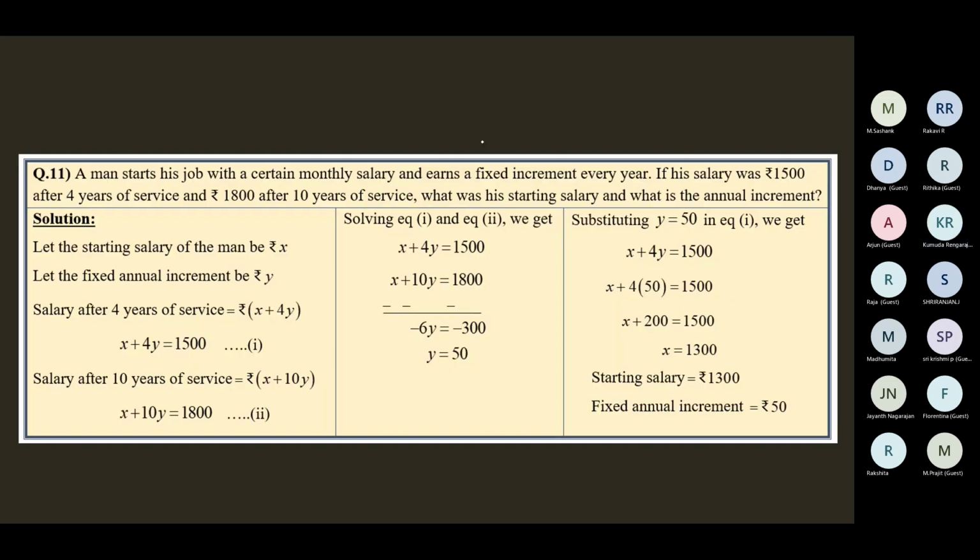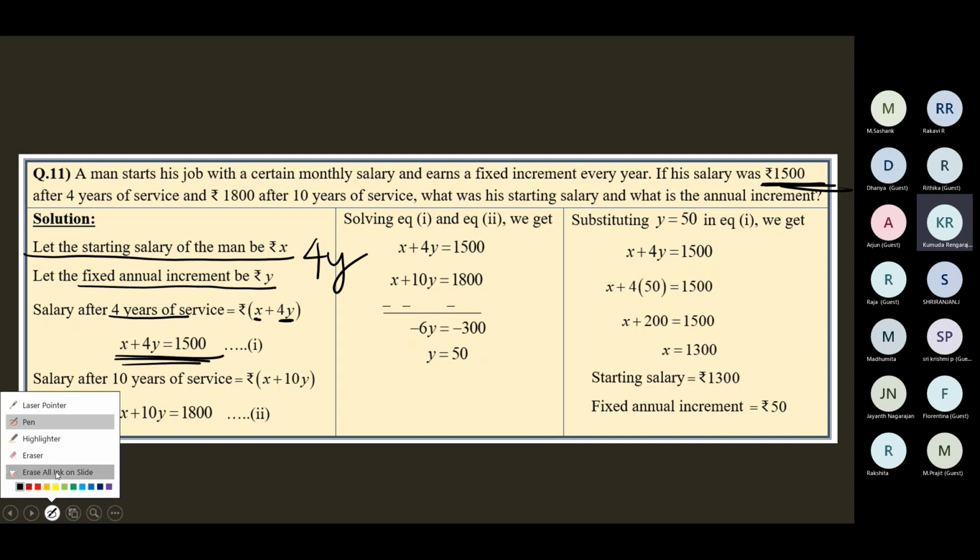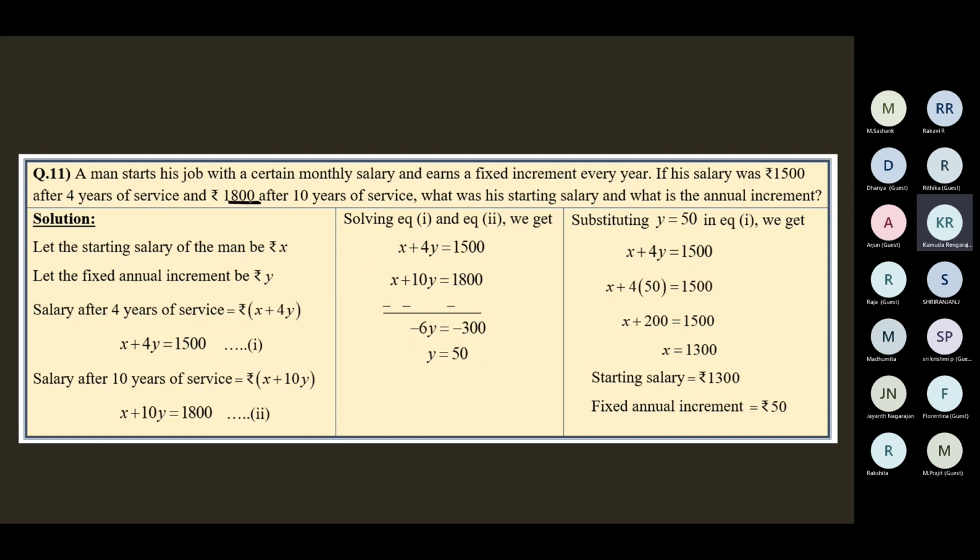So see here. Let the starting salary of the man be rupees X. Let the fixed annual increment be rupees Y. So salary after 4 years, 4 times would have got increment. Increment per year is Y. 4 years, 4Y. So what will be the salary? X plus the increment 4Y. And what is that X plus 4Y equal to? 1,500. X plus 4Y is equal to 1,500 is the first equation. Similarly, the second equation, 1,800 is the salary after 10 years of service. So what will be the salary after 10 years of service?